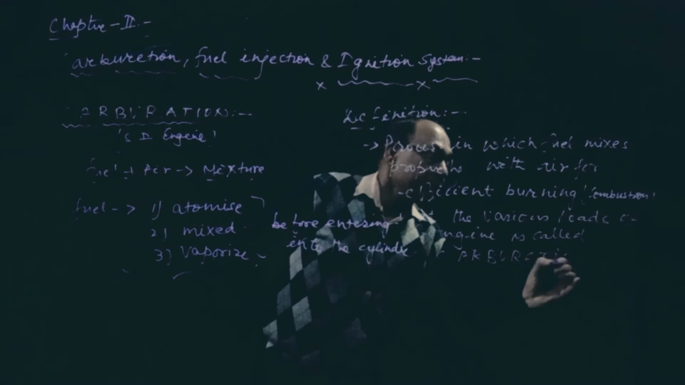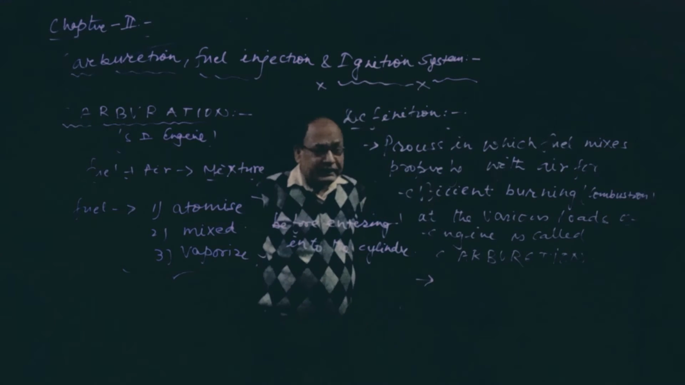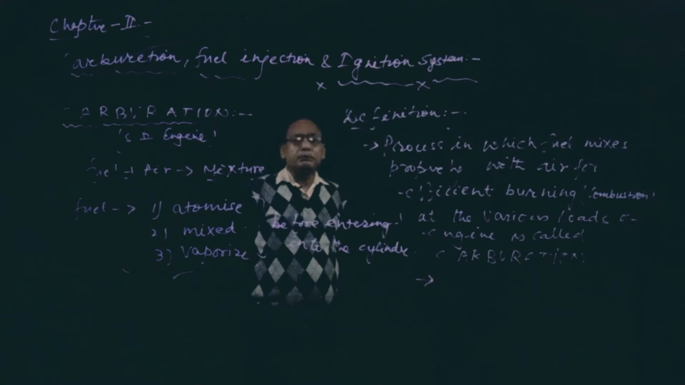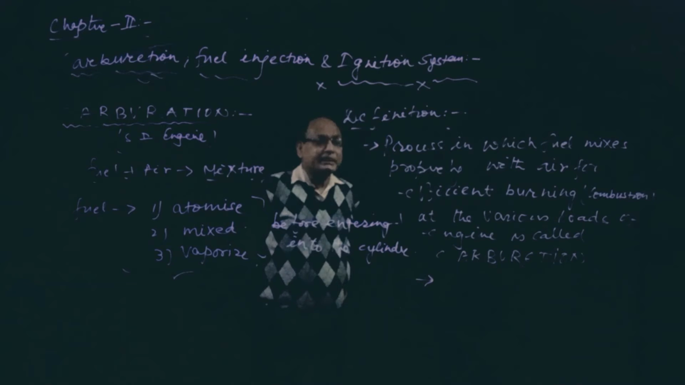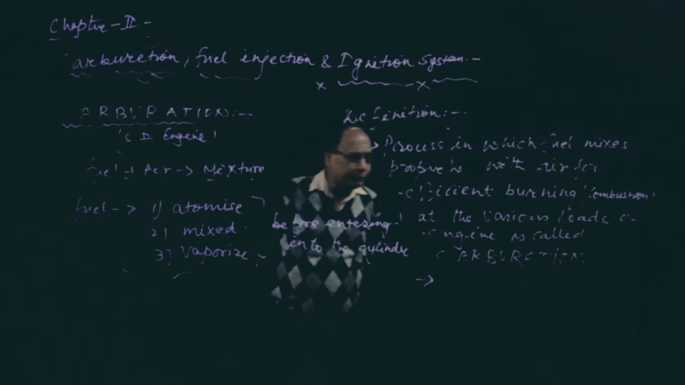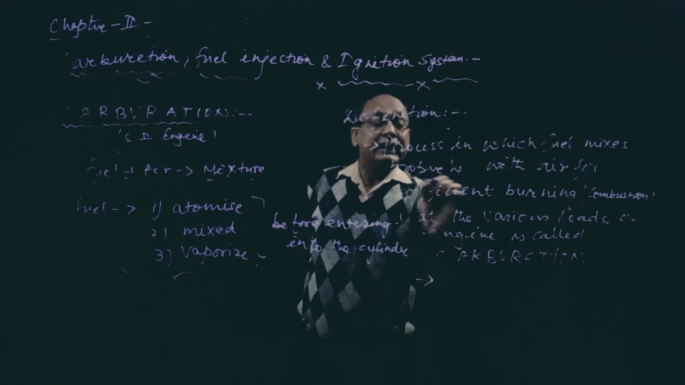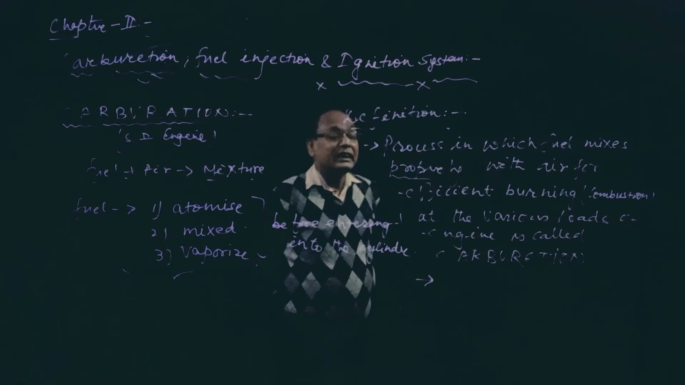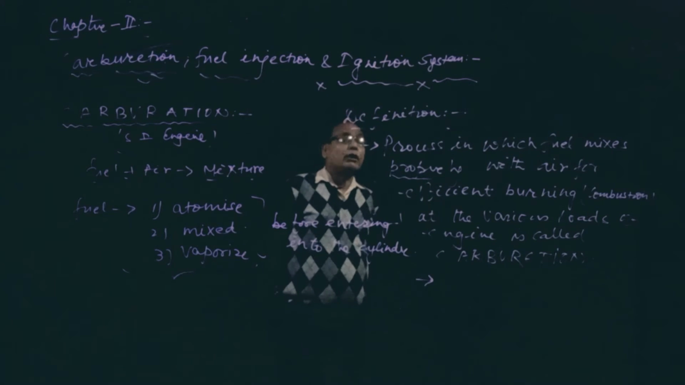Okay, and where this process takes place? See the definition, what is carburation? Today we are discussing carburation. Carburation is a process in which fuel mixes with the correct amount of air, that is, properly as I have mentioned, for efficient combustion at the various loads of the engine.